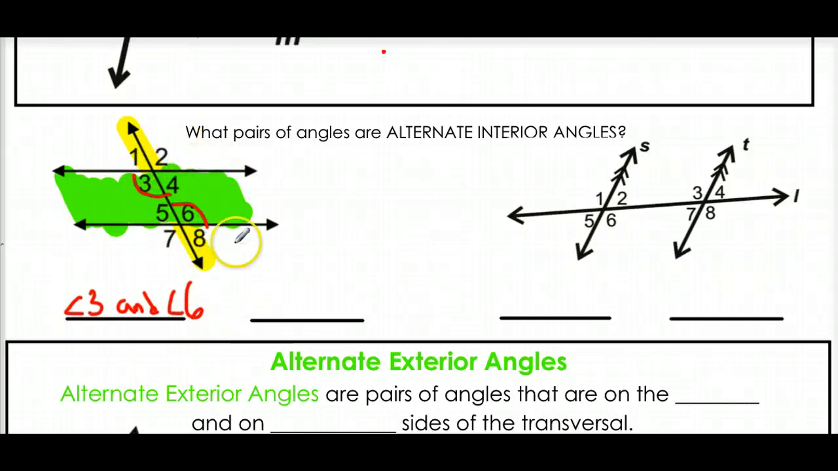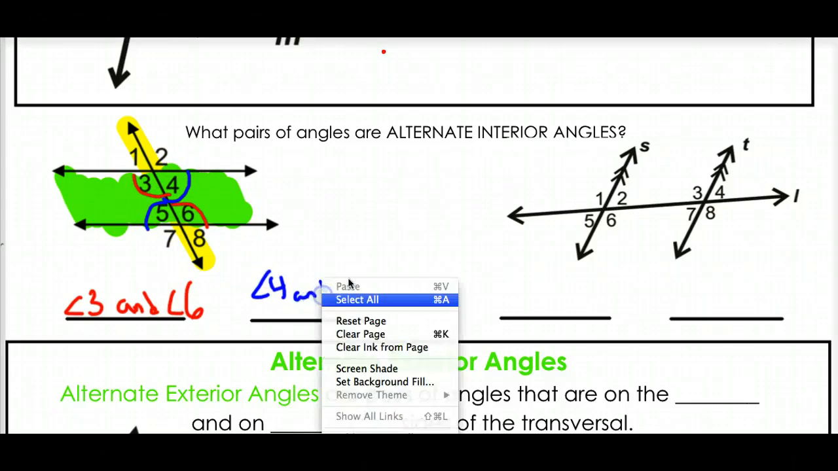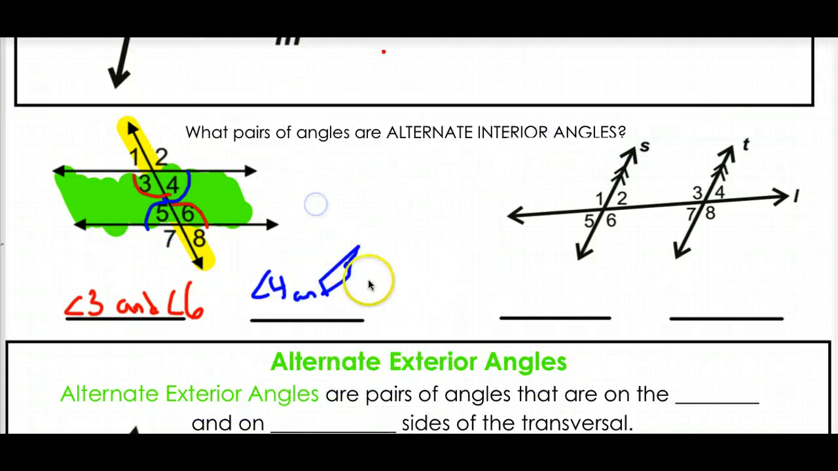Another example that we could use is angle 4, because it's on the interior, and angle 5. These two angles are on the interior and on opposite sides. So angle 4 and angle 5 are alternate interior angles.